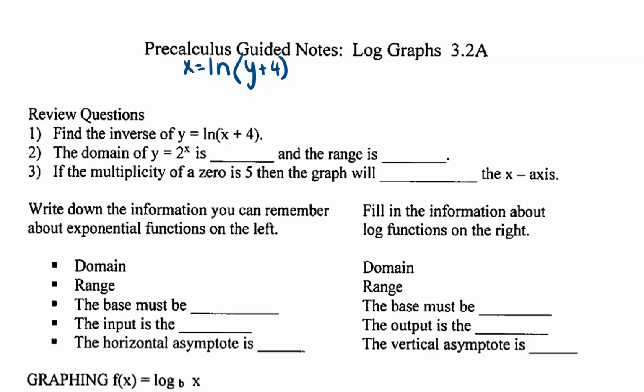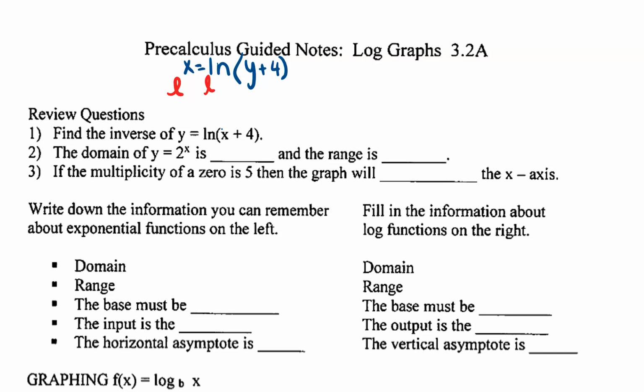So what I'm going to do is exponentiate both sides. What that means is I'm going to make this an e to the x power, and this is going to be an e to the ln power. So I'm exponentiating both sides. I'm turning them into an exponential equation.